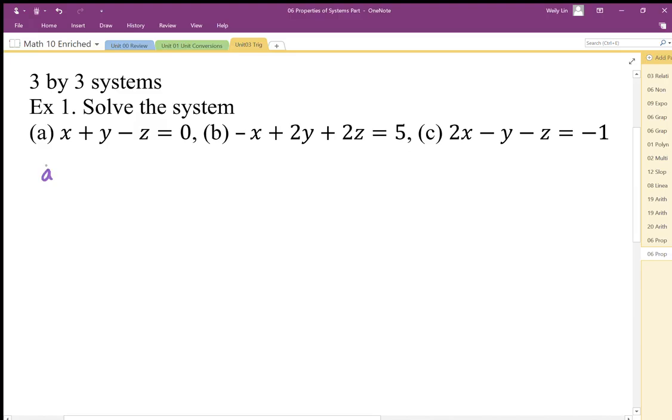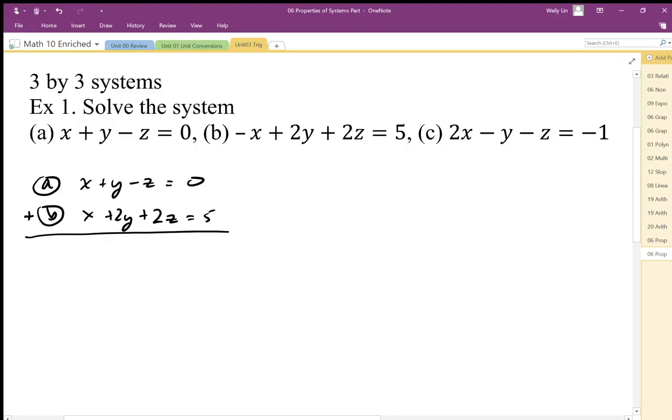So I'm going to take equation A and equation B, and I'm just going to add these two together. So x plus y minus z equals 0, negative x plus 2y plus 2z equals 5. By adding these two together, we end up with 3y plus z equals 5. I'm going to call this equation 4. This is a new relationship that's different than the three previous ones I've given.